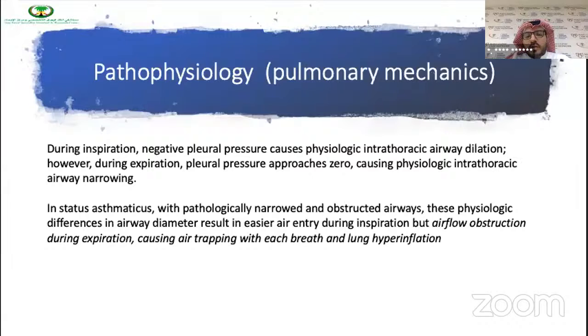This is a normal respiratory cycle, so it's more of a passive expiration. In status asthmaticus, with the narrowing and obstructed airways, these physiological differences in airway diameter result in easier air entry during inspiration, but actually cause airway obstruction during expiration, which causes air trapping with each breath, and also causes hyperinflation in both lungs.